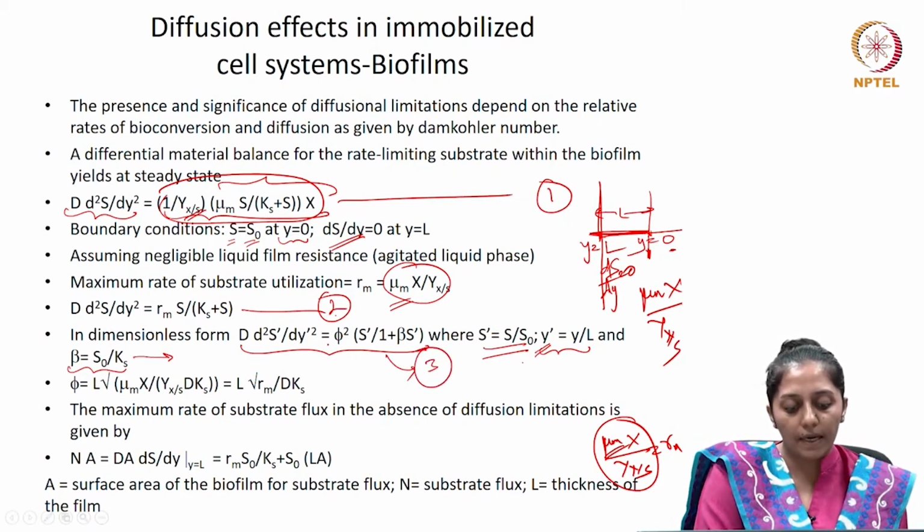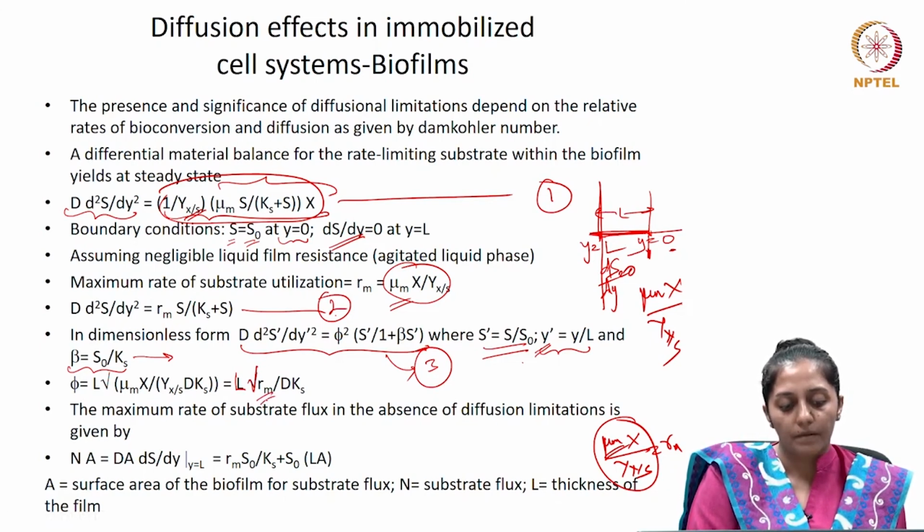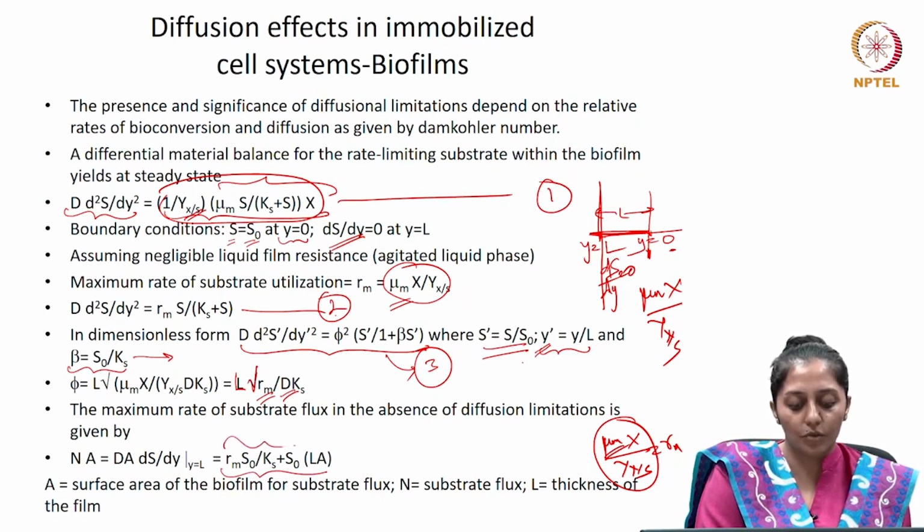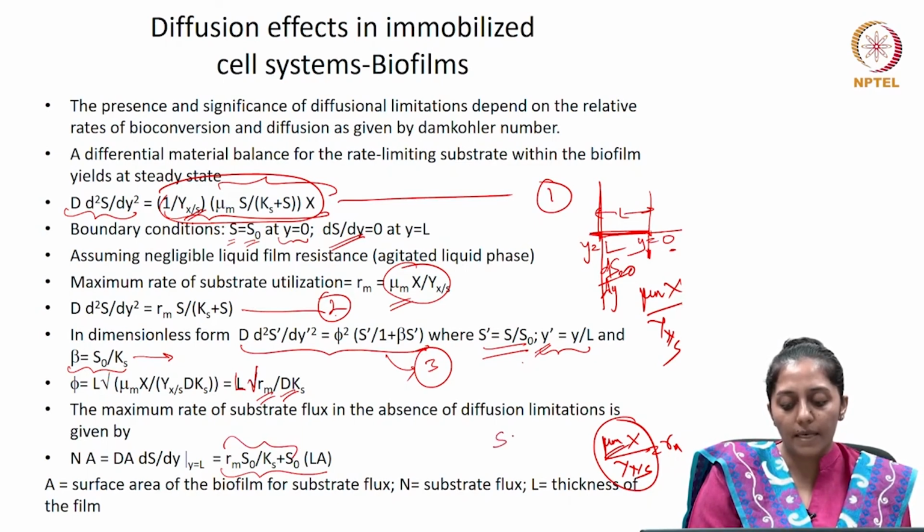And your phi is again a form of Thiele modulus in such systems, where L stands for the thickness of the biofilm, and phi is the ratio of the maximum reaction rate or substrate utilization to the diffusion rate. If there are no diffusional limitations, then your reaction rate is governed by Michaelis-Menten kinetics, and your mass transfer rate is very fast. So, your overall reaction rate will be governed by the Michaelis-Menten kinetics given as Rm S naught by Ks plus S naught, shown in the RHS, because now your S in the Michaelis-Menten kinetics becomes equal to the bulk substrate concentration.